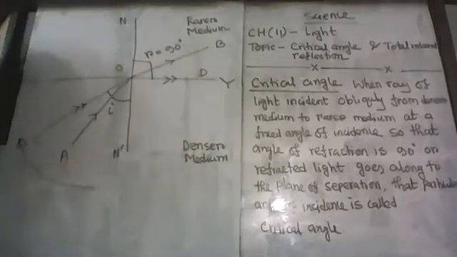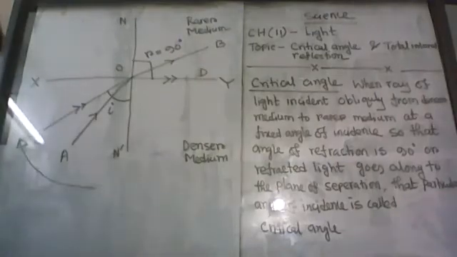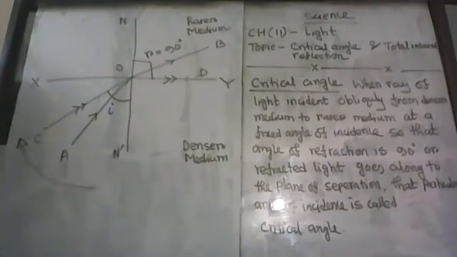So I read it again, boys and girls. Critical angle: when a ray of light is incident obliquely from denser medium to rarer medium at a fixed angle of incidence, so that the angle of refraction becomes 90 degrees, or the refracted ray goes along the plane of separation, that particular angle of incidence is called the critical angle. So in this case, that fixed angle of incidence is called the critical angle.